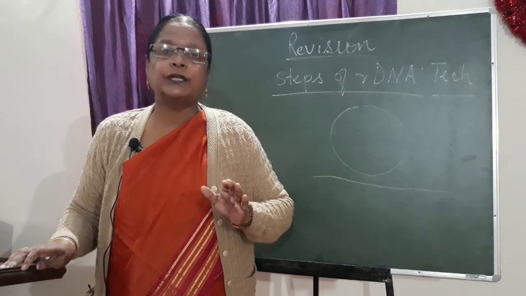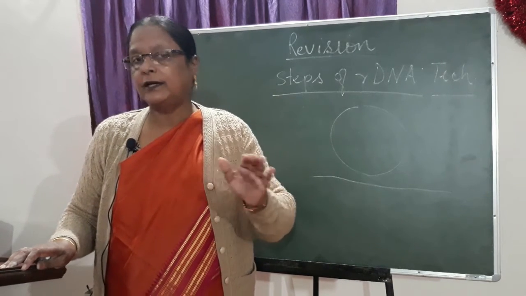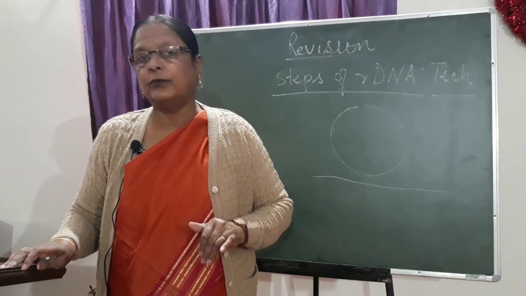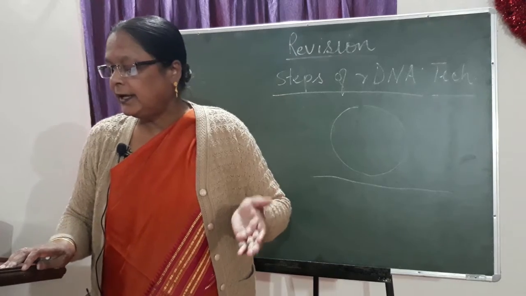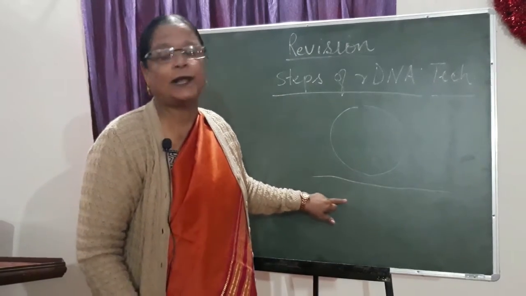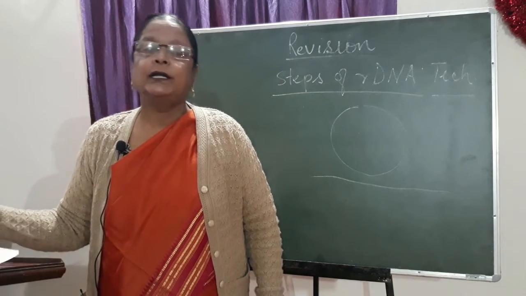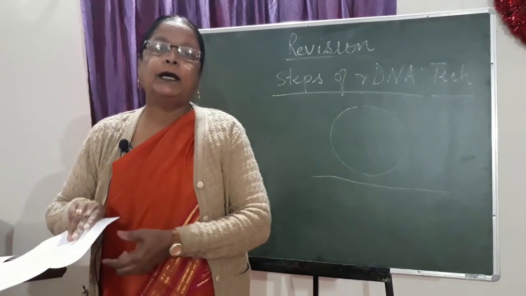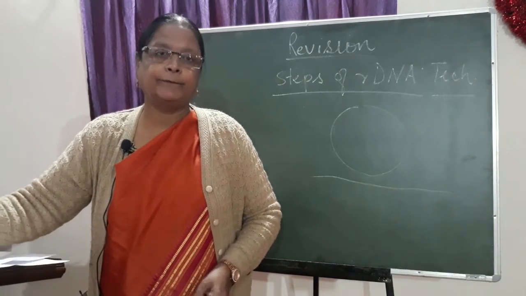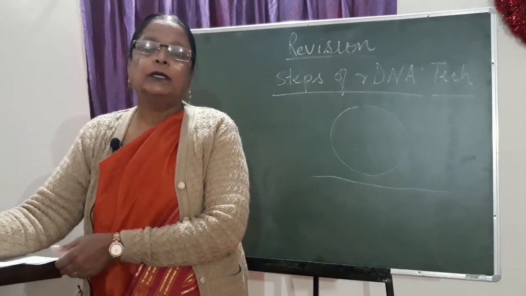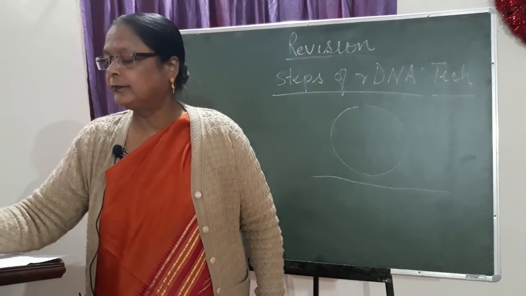Now the fourth step is that the desired isolated gene, that is insulin, that we had taken from the desired organism, that is a mammal, is inserted into this plasmid with the help of the enzyme ligase. The enzyme ligase helps in joining, in inserting the desired gene into the plasmid.